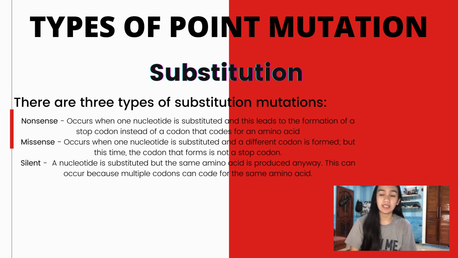And the last one is the silent. So a nucleotide is also substituted, but the same amino acid is produced anyway. And this can occur because multiple codons can code for the same amino acid.